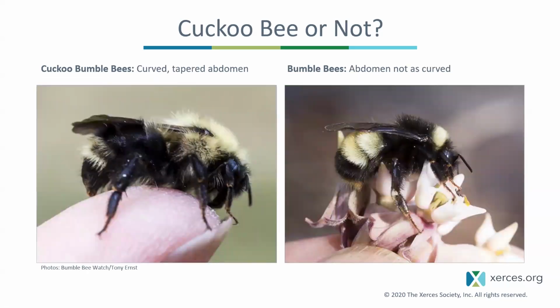The next thing I like to look out for with cuckoo bumblebees and non-cuckoo bumblebees is how curved and tapered the abdomen is, especially at the tip. So for cuckoo bumblebees, they're really built for battle. They fight to the death with a non-cuckoo bumblebee in order to co-opt the nest. And so they just have an abdomen that is ready to sting other bees. It's very curved. It tapers quite a lot at the end. When you are comparing it to another bumblebee species that's not a cuckoo, you can really see that their abdomen is not quite as curved.